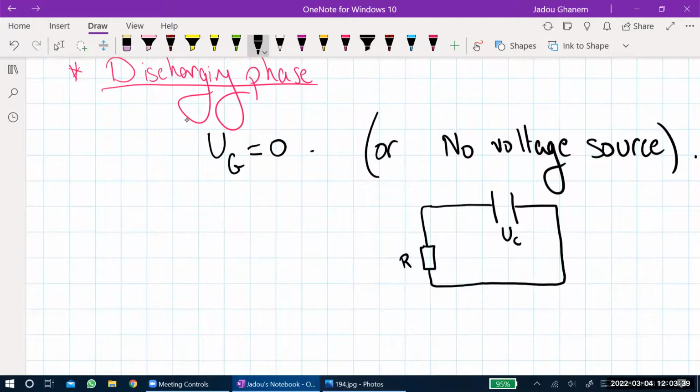Note that during the discharging phase, the current will be flowing in the anti-clockwise direction, since the electrons and the protons will be accumulated in the opposite way of that of a battery, so that the current will be flowing in the opposite direction. So I will be flowing anti-clockwise.